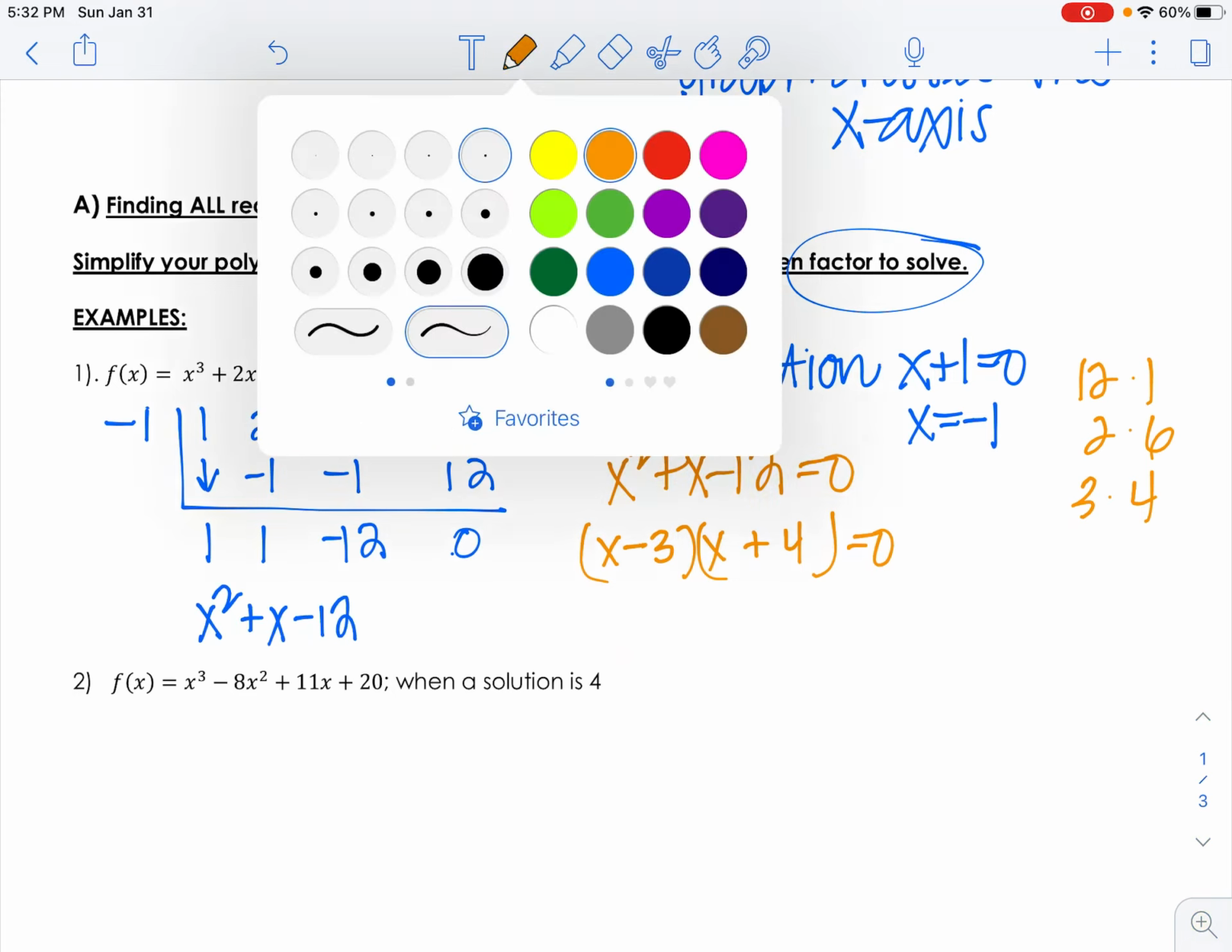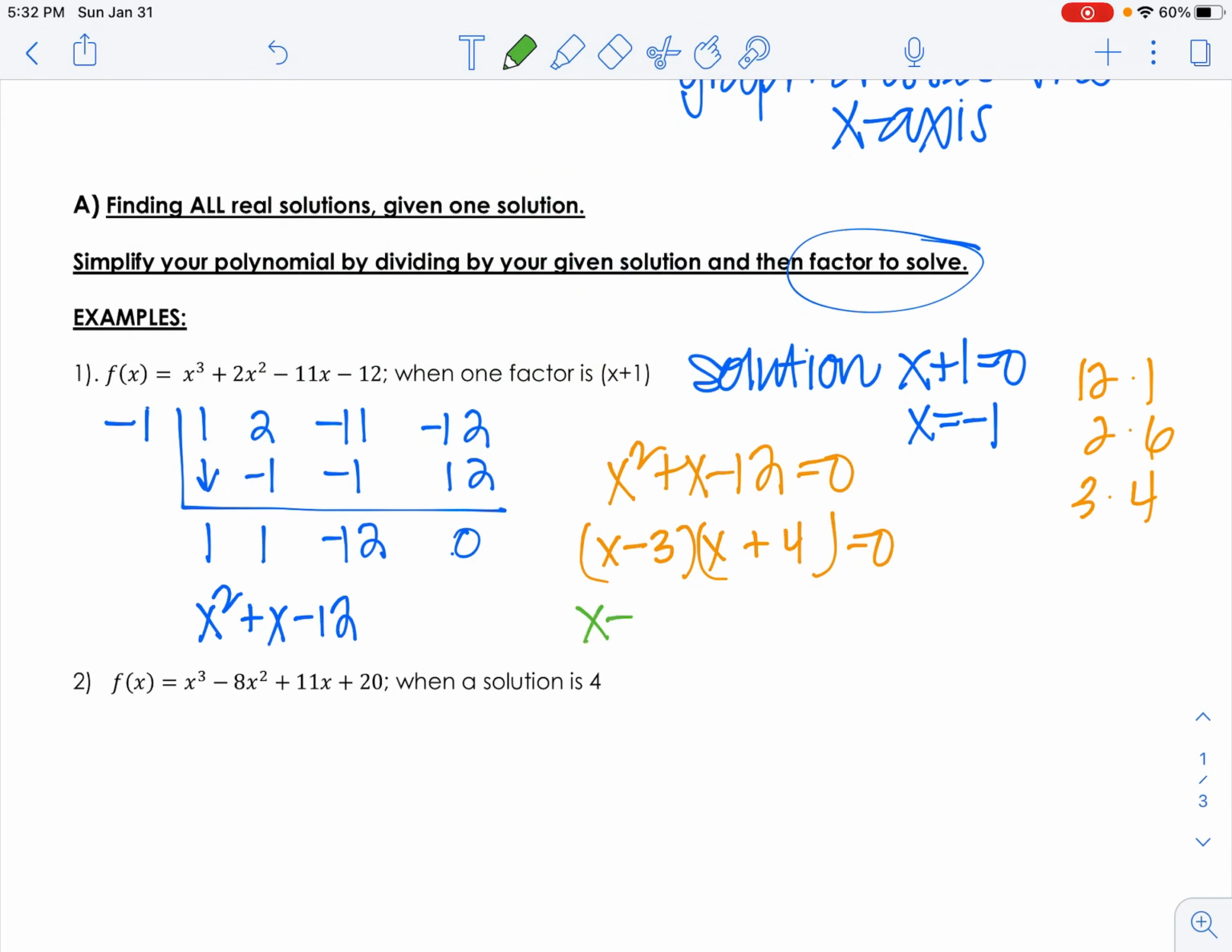Okay, now that I've factored, I set my factors equal to 0 and get x is 3 and x is negative 4, and those are my solutions. Okay, so my three solutions would be 3, negative 4, and negative 1.